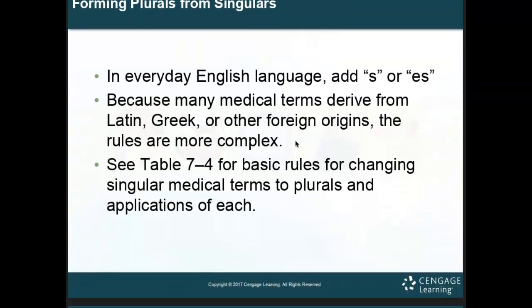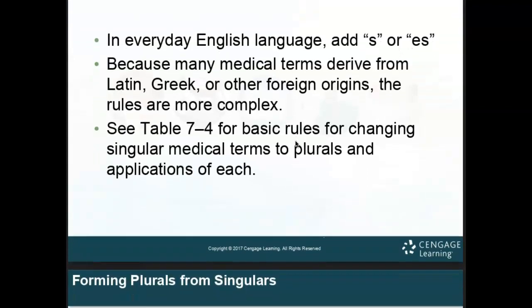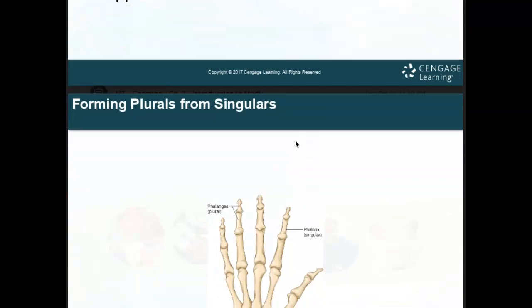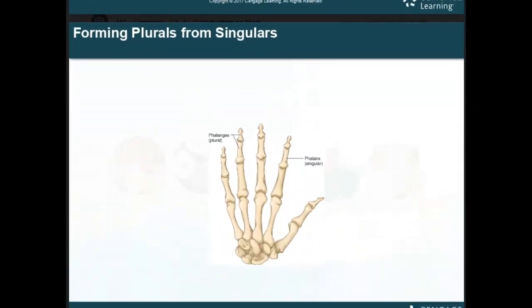Forming plurals from singulars. In everyday English language, add s or es. Many medical terms derive from Latin, Greek, or foreign origins, and their rules are more complex. In your textbook, there is a table 7-4 for basic rules for changing singular medical terms to plurals and the applications of each. So here you can see, we talked about this. We talked about this a little in the other presentation, but you've got phalanx, which is just one finger bone, but phalanges refers to multiple finger bones.